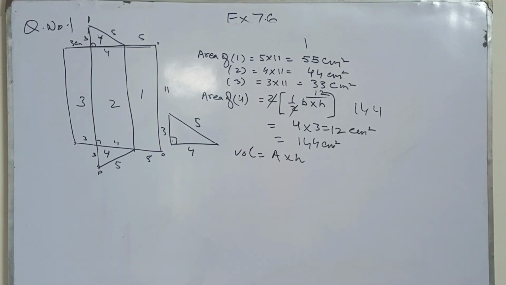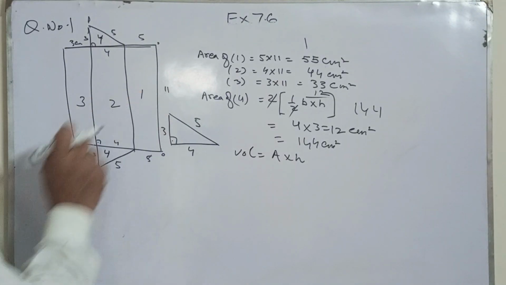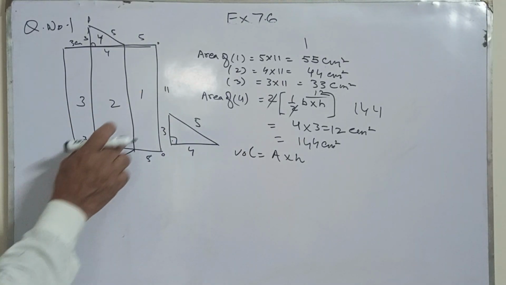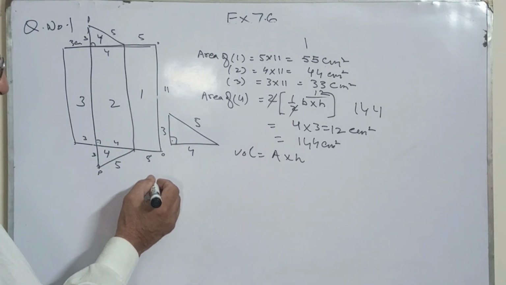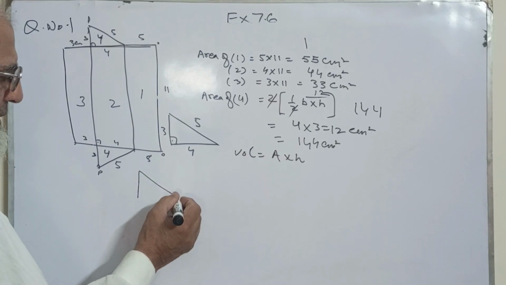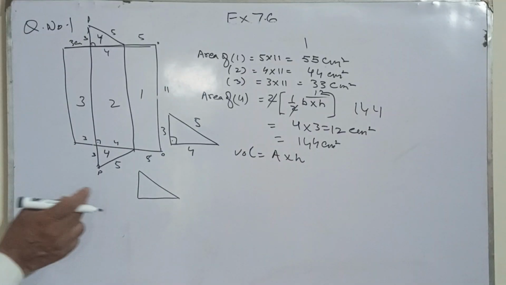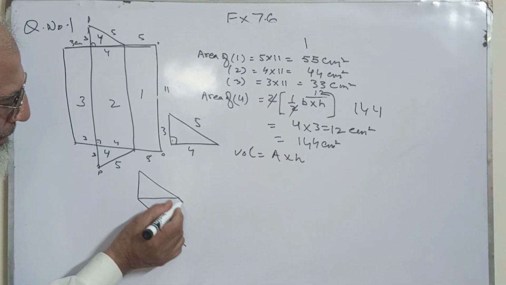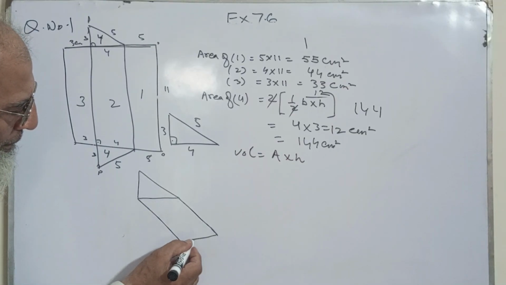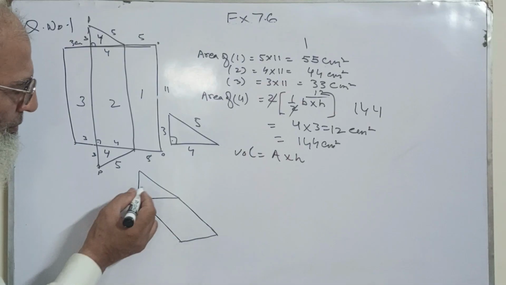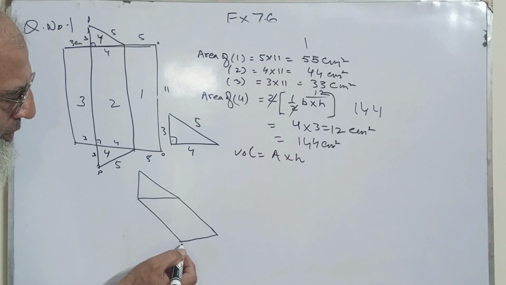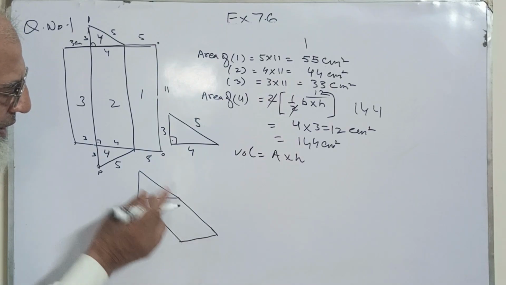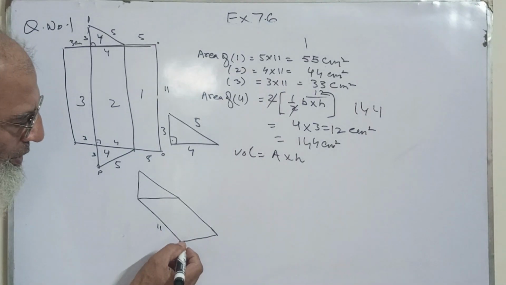Now we are left with the height 11 only. It will be like this. You see that this is 11, and this is the triangle which is visible to you here.